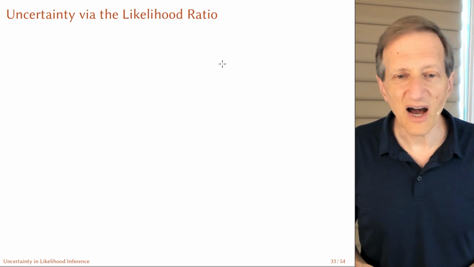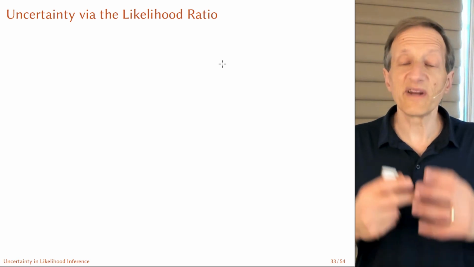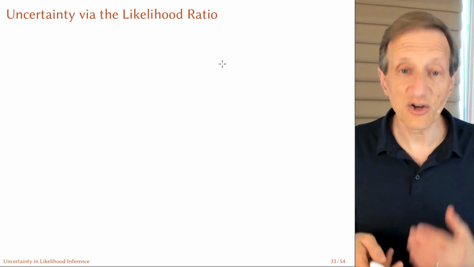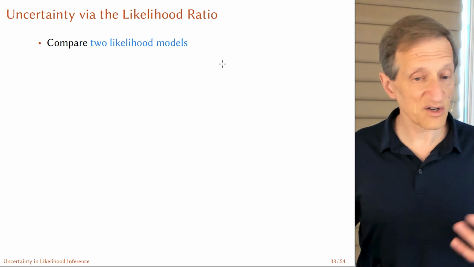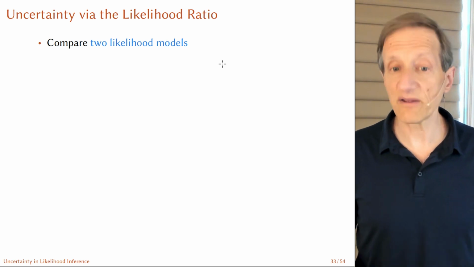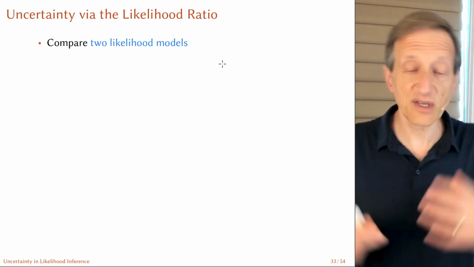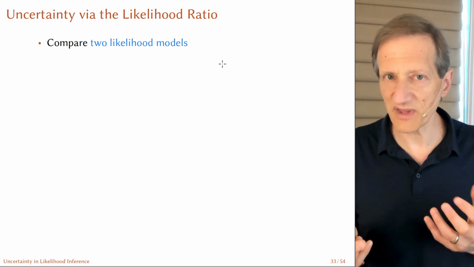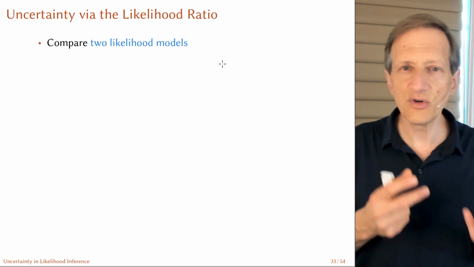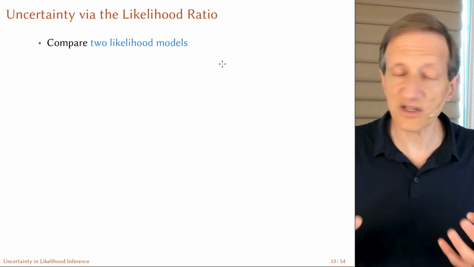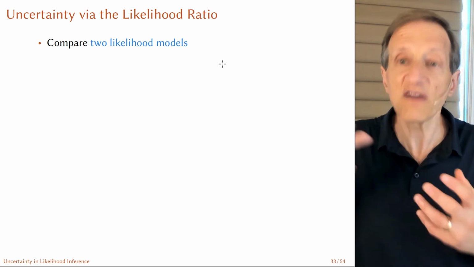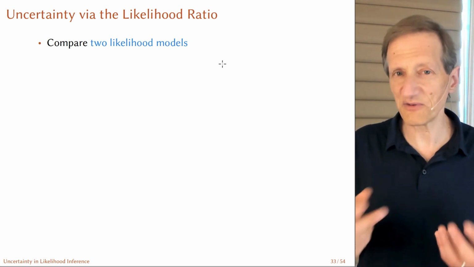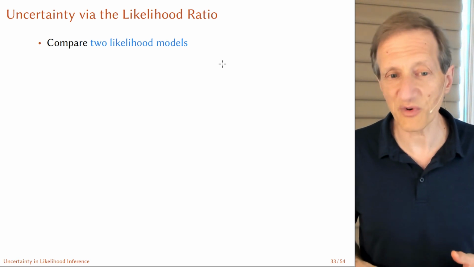Okay. So first we're going to talk about uncertainty via the likelihood ratio. Here's the way we're going to do it. We're going to have two likelihood models, and we're going to compare them. If you think about it, it's going to be quite frequent that we're going to want to compare two different models to know which one's best, whether one is enough different than the first to really pay attention to it and to perhaps switch to it.